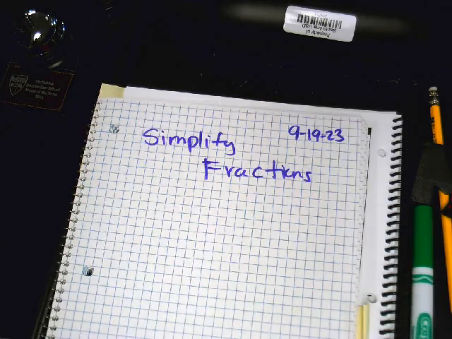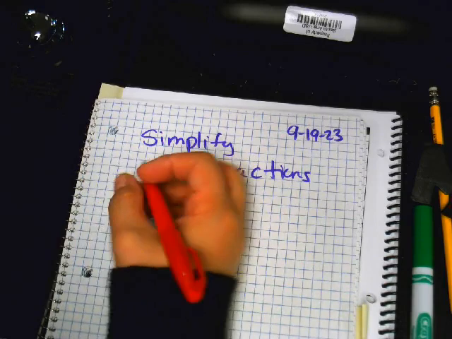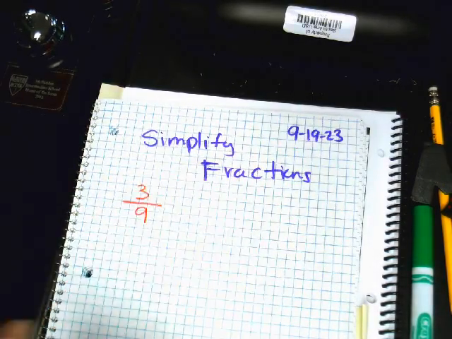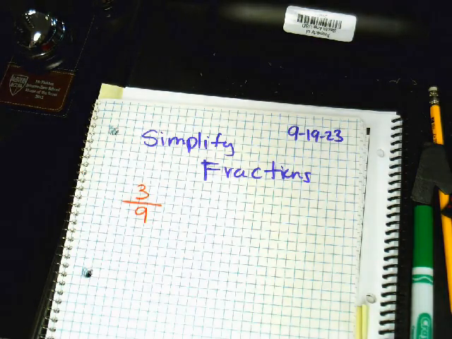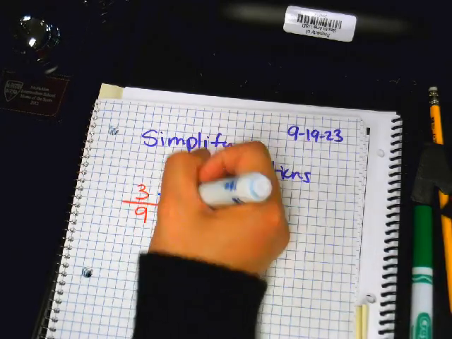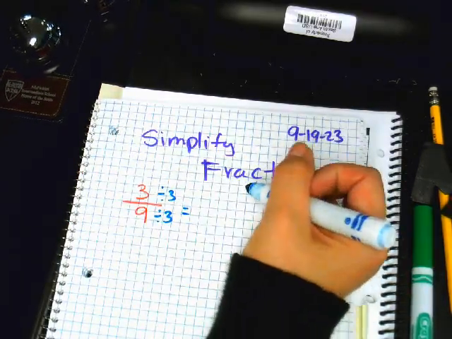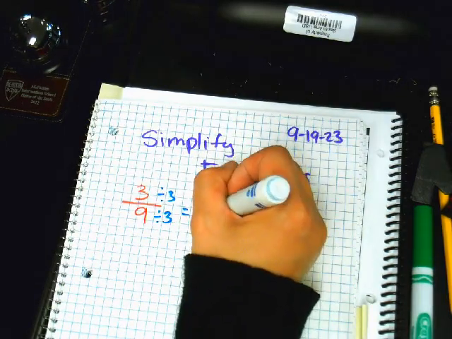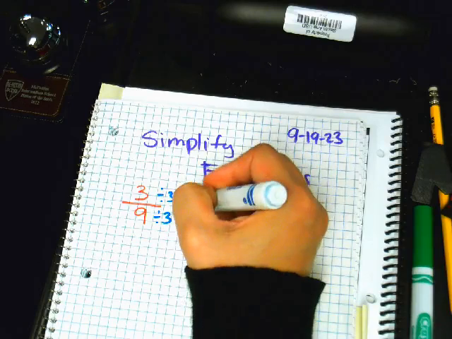So, if I have the fraction 3 over 9, what can I divide both the top and the bottom by? That's simplified. 3. So you're going to tell me and show me that you're going to divide by 3. What's 3 divided by 3? 1. And 9 divided by 3? 3.